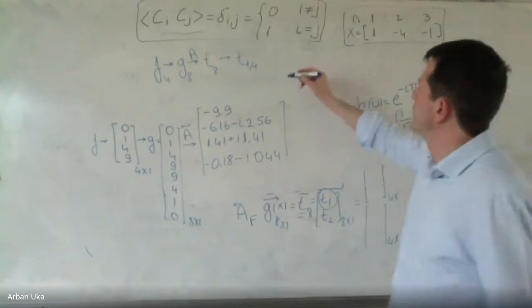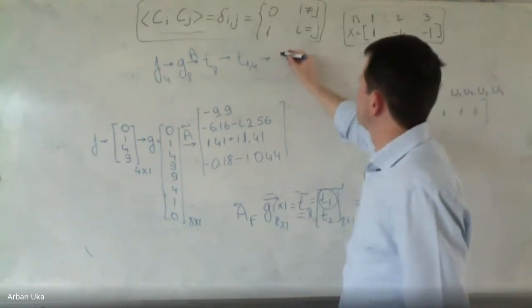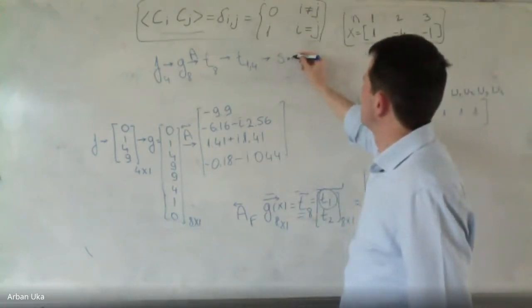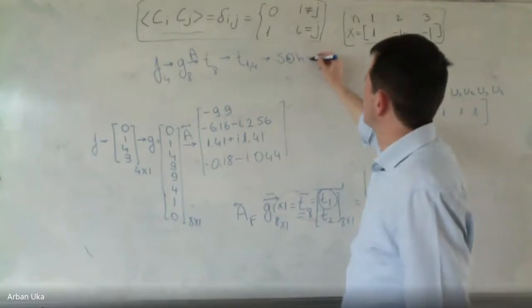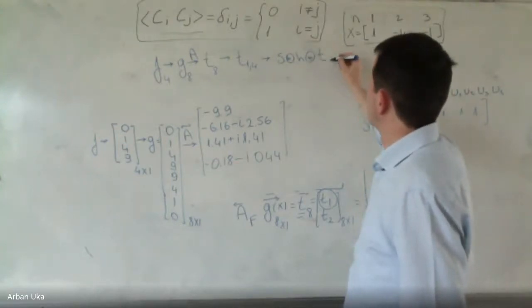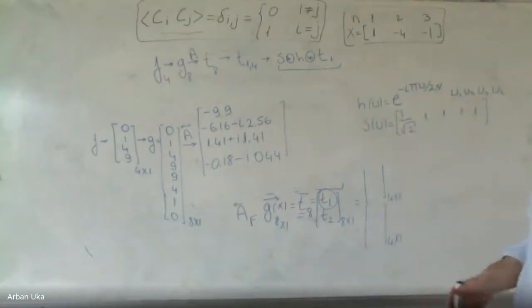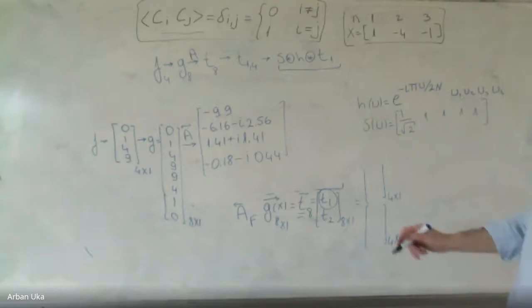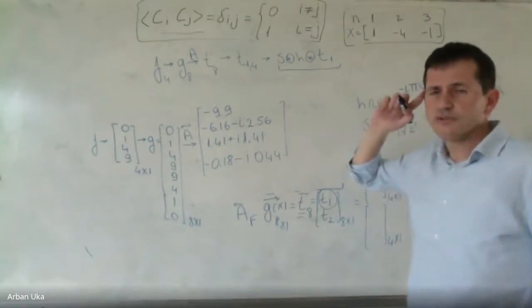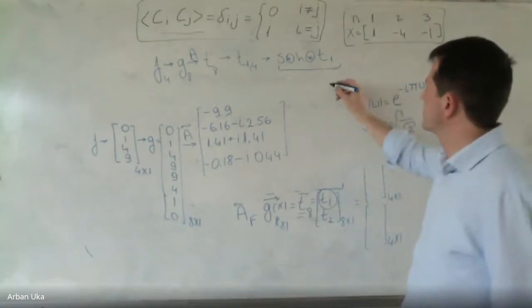From here, we just multiply S with H with T1. Okay, so this is the final answer. It's a little tricky, but if we go over it again, with the language of functions, probably it's best if we write it like this.